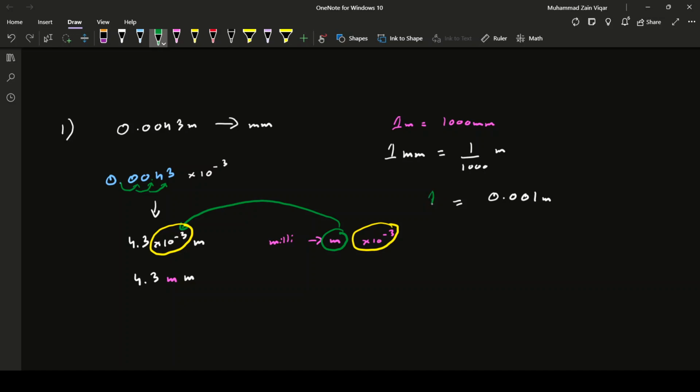Now if 1 millimeter is equal to 0.001 meters, how much would x millimeters be equal to? I know what the distance is, it's 0.0043, and x millimeters would be equal to 0.0043 meters.